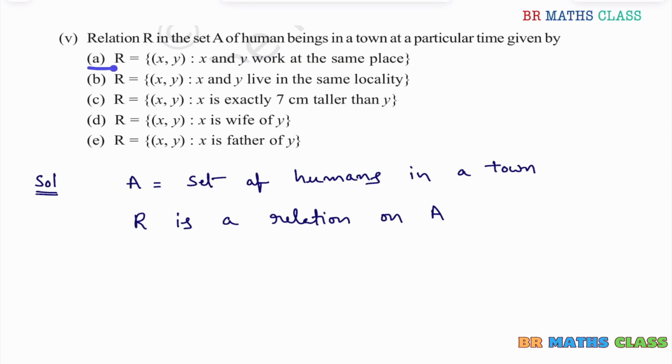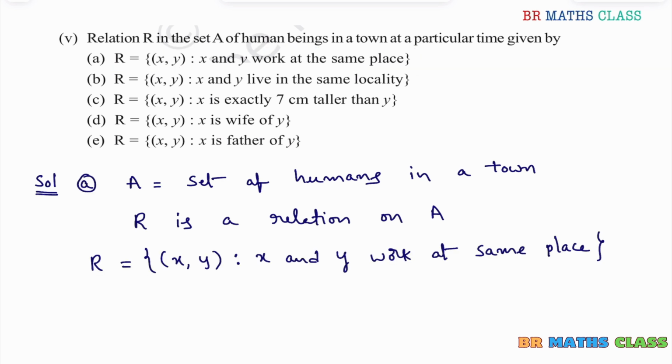And finally, the given relation. In the A bit, the relation is given like this: ordered pair x comma y such that x and y work at the same place. Here, R is a relation on A. So, x is there in set A. That means x is a human in a town. What about y? Y is also a human in a town. Which ordered pair belongs to this relation? That is important.